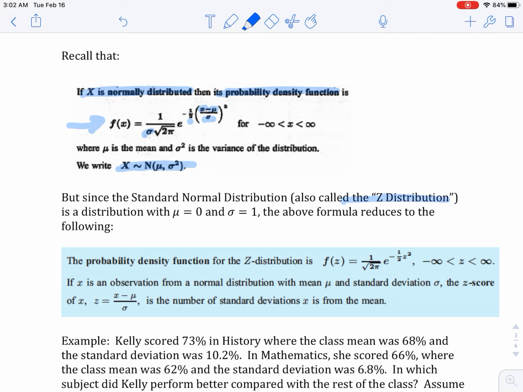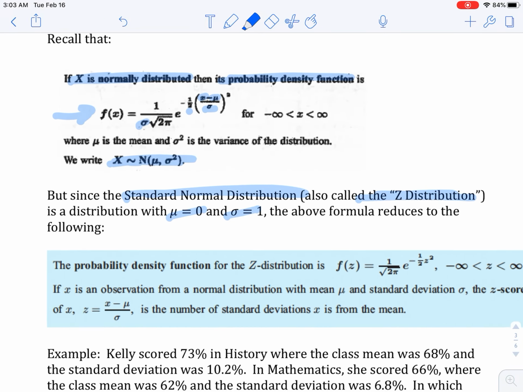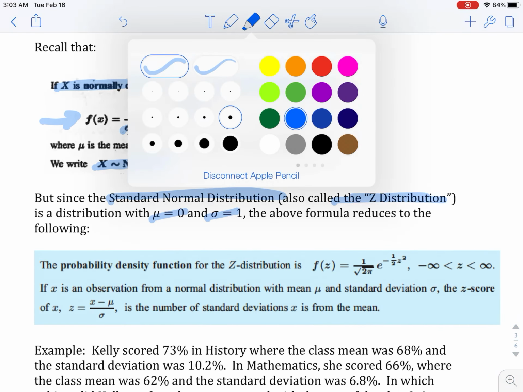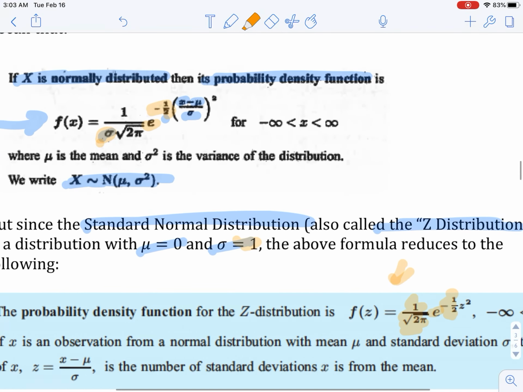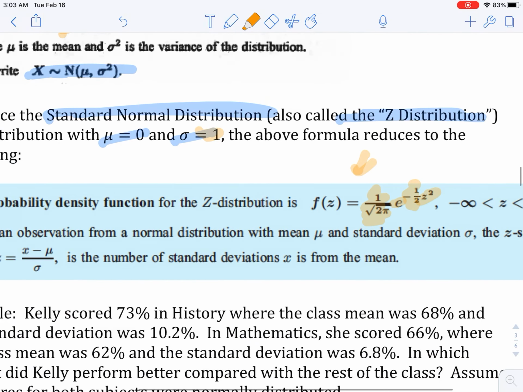All right, but the z distribution, the standard normal distribution, remember, has mu of 0 and sigma of 1. And so if we substitute that in, we get this more simplified equation, which is down here. Notice on the top one, we have sigma, and sigma was 1, so that just becomes 1 over the square root of 2 pi. And then up here we have e to the negative 1/2, so that part is still there. But then up here we have x minus mu, mu is 0, and then divided by sigma, which is 1, so x minus 0 divided by 1 is just x, so we just get x squared, and that's what you see up here.